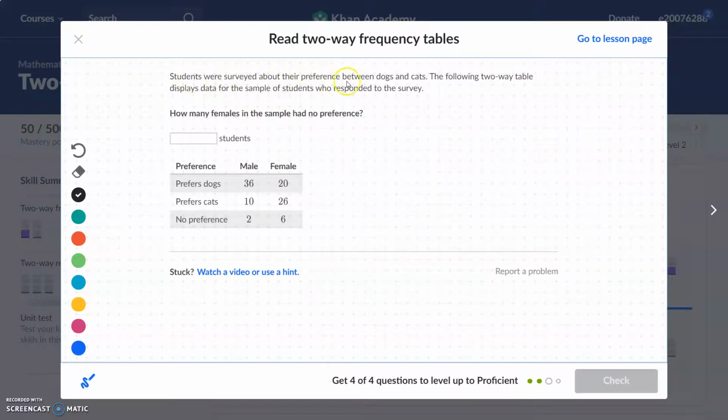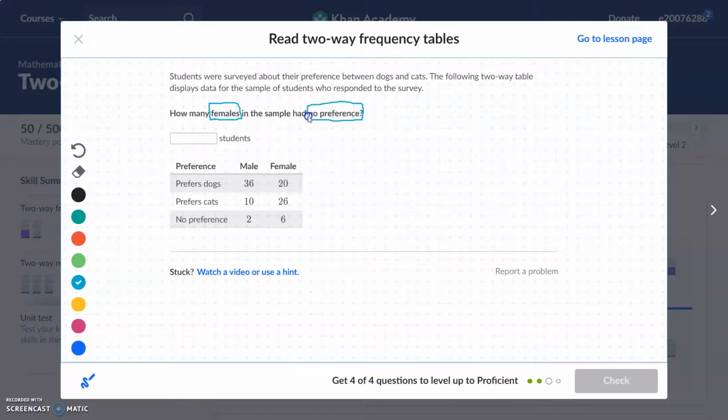Students were surveyed about their preference between dogs and cats. Okay, so you can see down here in the survey, we have dogs, cats, and then no preference if you don't like either one, or maybe you like both. I'm not really sure what that means. We also had males and females again, so boys and girls. How many females in the sample had no preference?